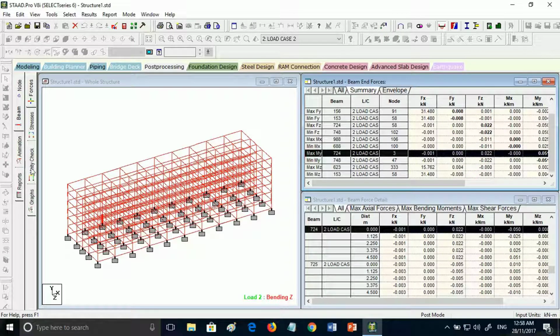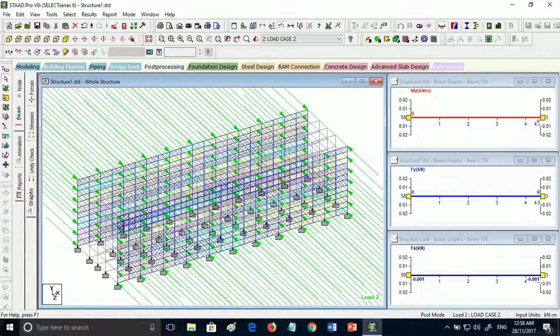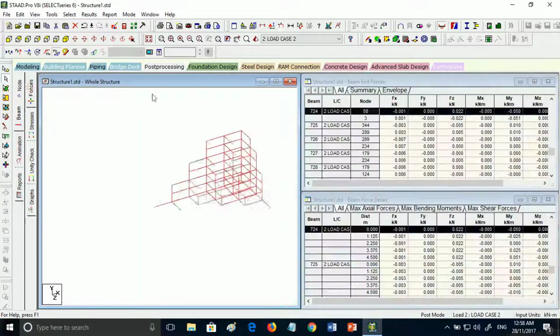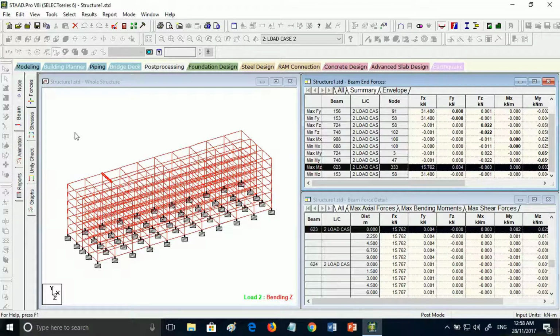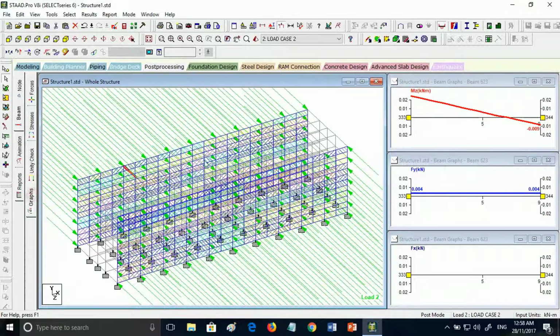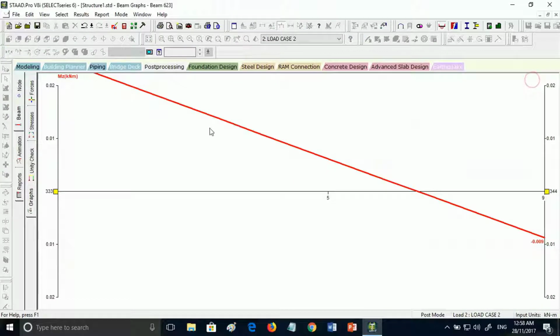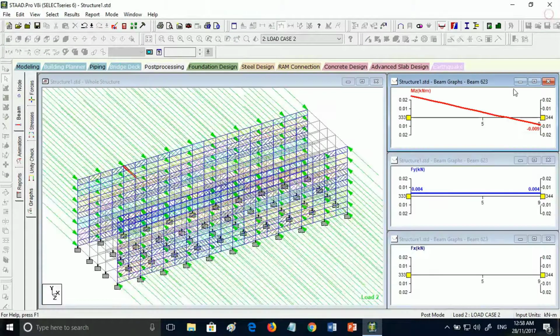The beam will be at 724 with the intensity of 0.051. This will be the shear force and bending moment diagram. And the last one is the maximum moment in the Z direction. It will be at beam 623 with the value of 0.025, and this is the bending moment and shear force diagram for beam 628, I mean 23.